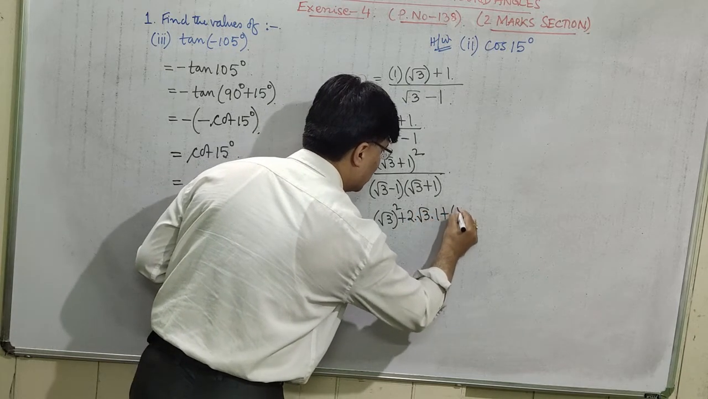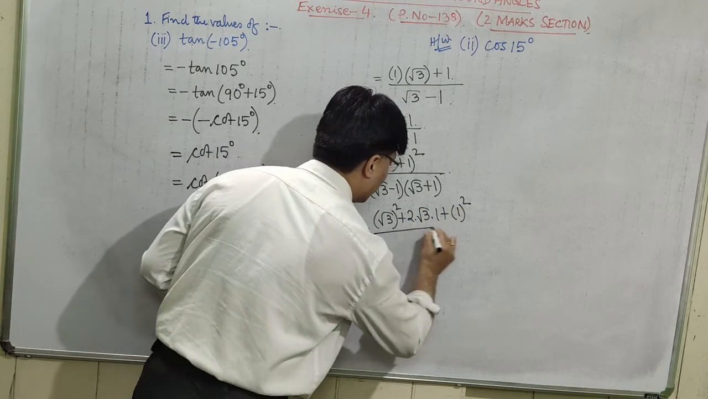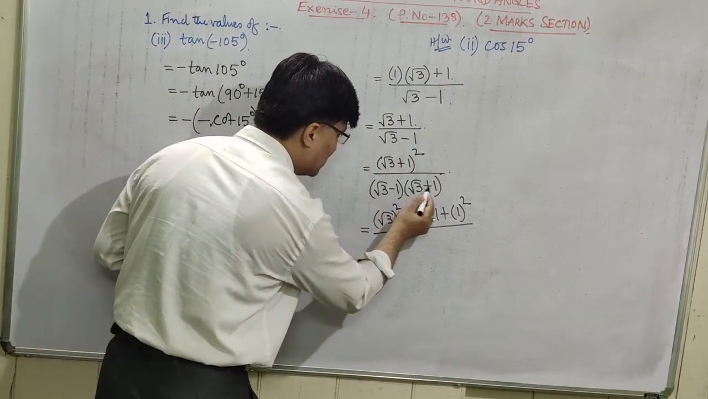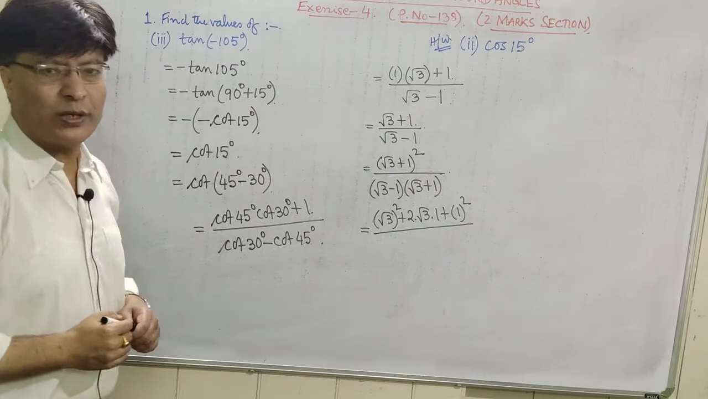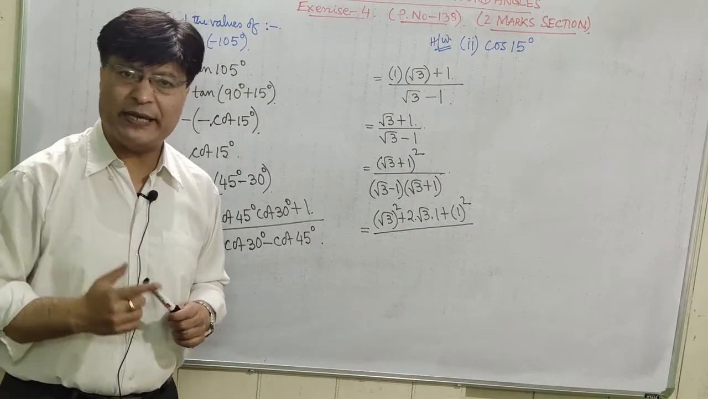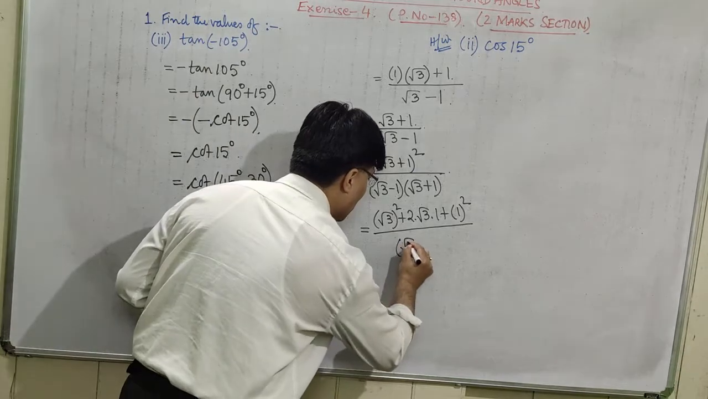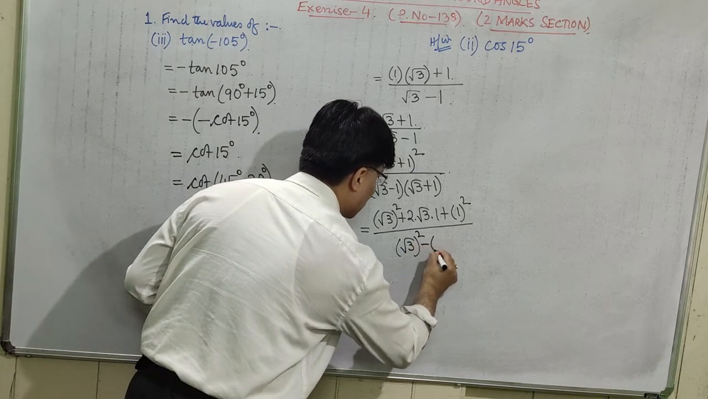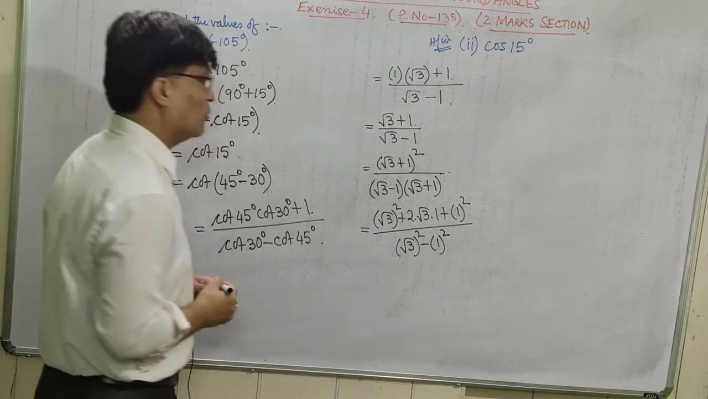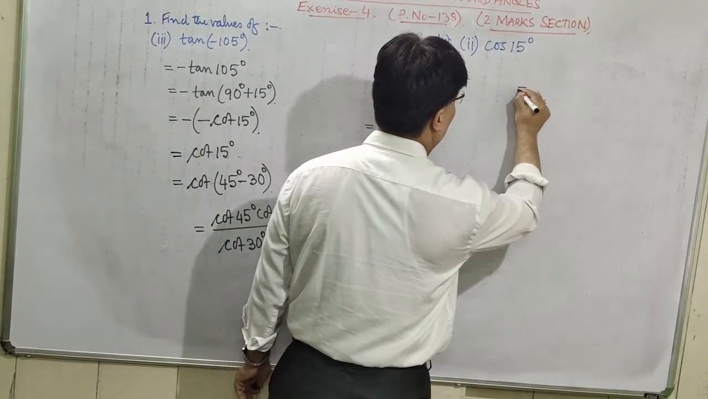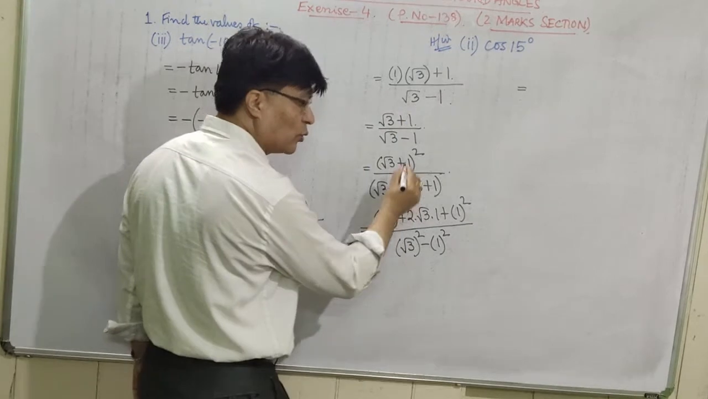1 plus b whole square is 1 whole square. This whole divided by, now this is your a minus b into a plus b. What is a minus b into a plus b? You know that this is a square minus b square. So root 3 whole square minus 1 whole square. Is that clear?